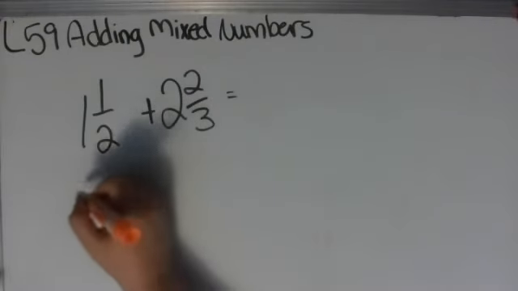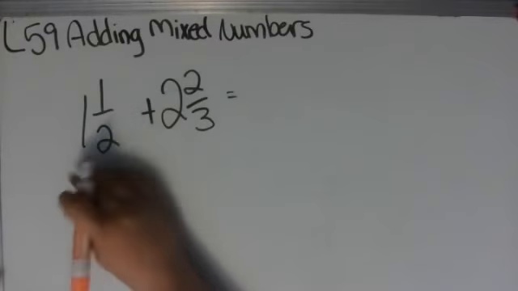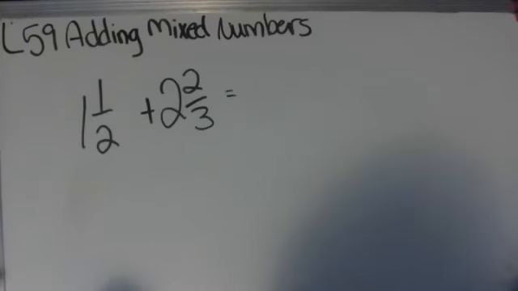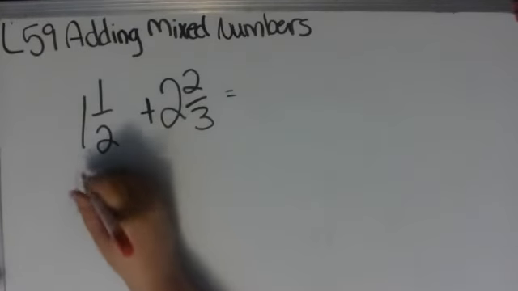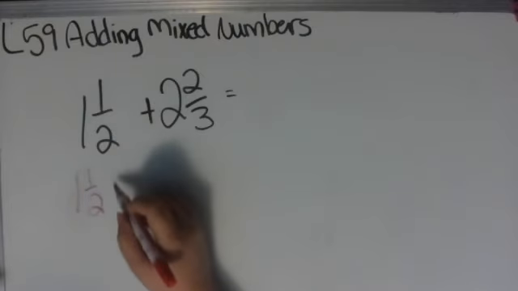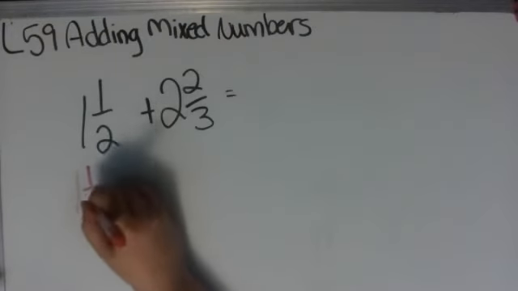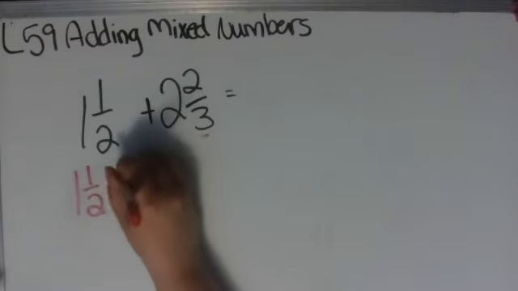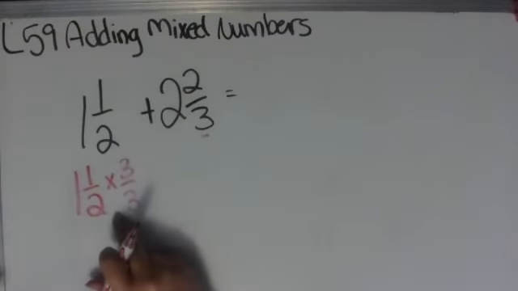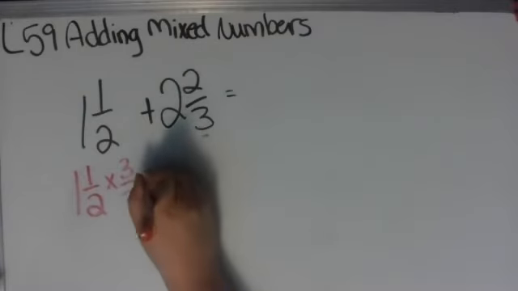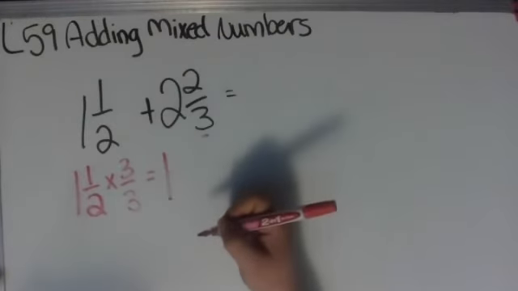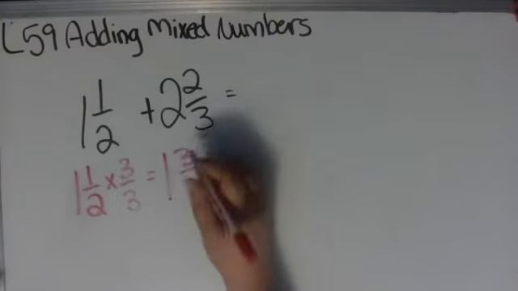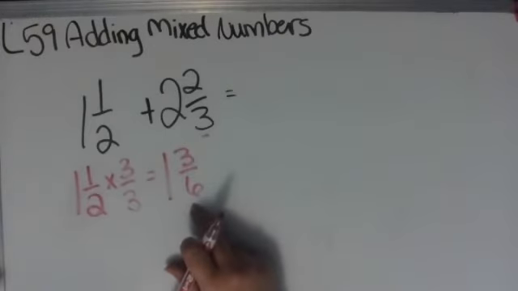So in this case, I'm going to take the 1/2, and I'm going to times both of those by the denominator of this one. So that is times 3/3. I'm timesing both of those by 3. That whole number remains. It's still 1. 3 times 1 is 3. 2 times 3 is 6. So there's my first one.